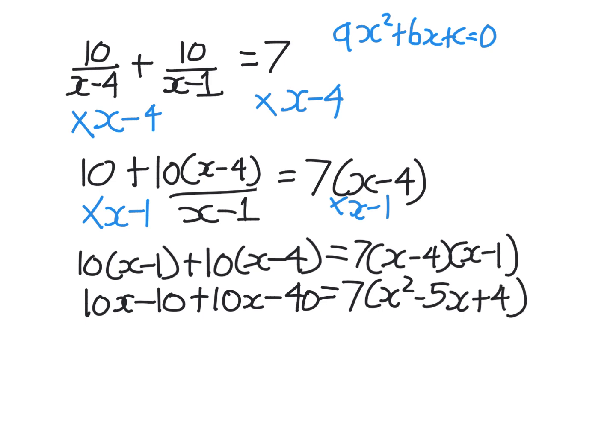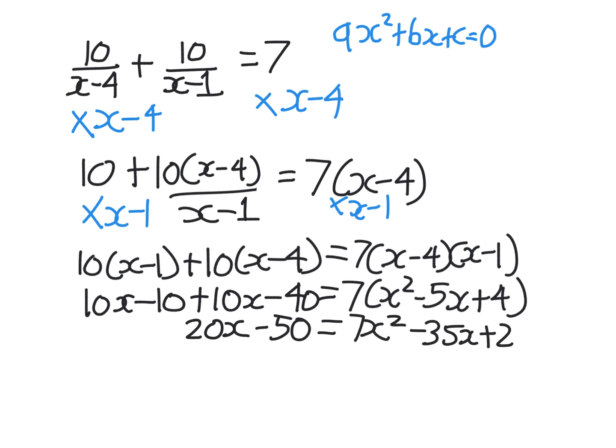All right, so just making things a bit easy to work with. 10x plus 10x, negative 10 minus 40 equals 7x squared minus 35x plus 28. All right, to get one side equal to 0, I'm going to subtract 20x from both sides, and I'm going to add 50 to both sides. So then I end up getting 7x squared minus 55x plus 78.